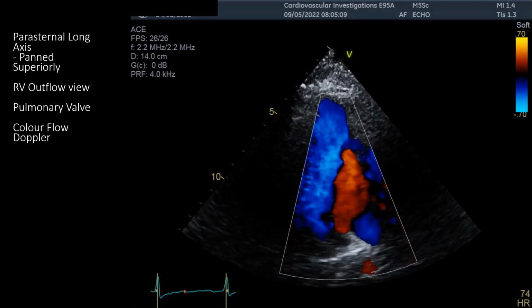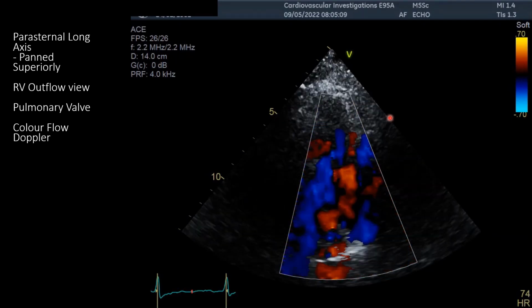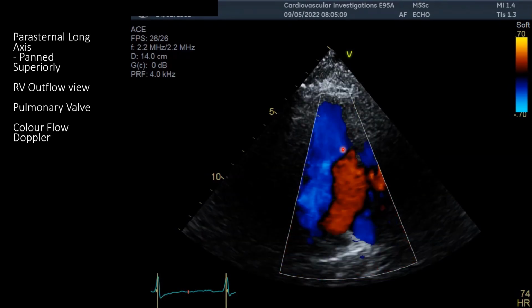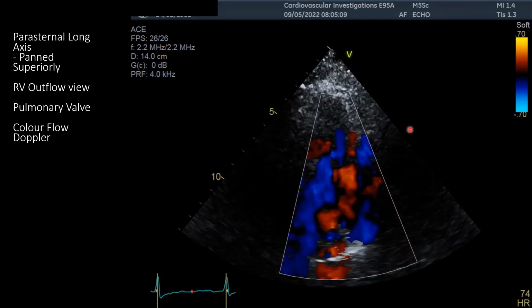In this instance, we can see predominantly during systole is blue laminar flow throughout the right ventricular outflow tract and down into the main pulmonary artery. We can just see two small flashes of red which represent some trivial pulmonary regurgitation and also helps us to locate where the pulmonary valve is in this image.